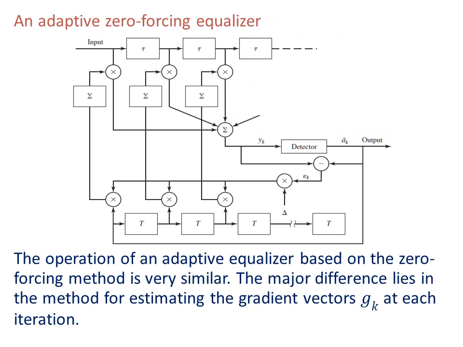The next topic is the adaptive zero forcing equalizer. The representation of the adaptive zero forcing equalizer is shown in the figure. The operation of an adaptive equalizer based on the zero forcing method is very similar to the adaptive equalizer based on MSE, which we have studied earlier. The major difference lies in the method for estimating the gradient vector G_k at each iteration.